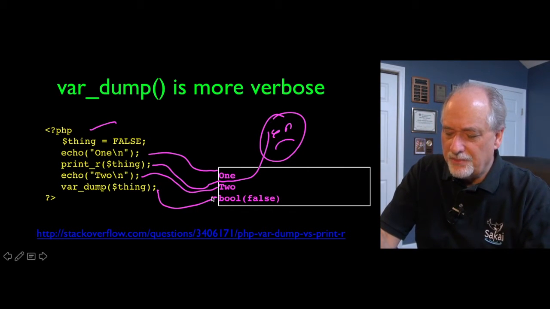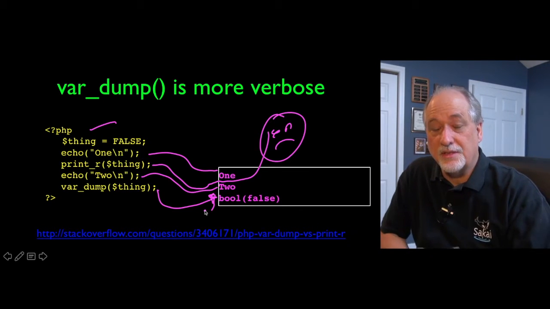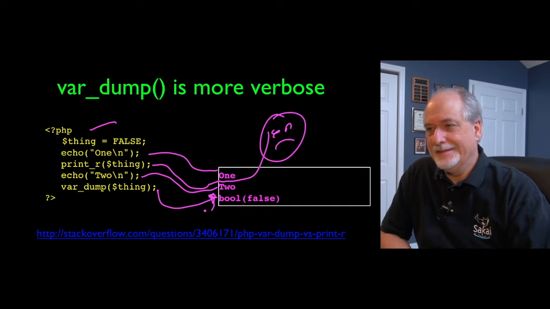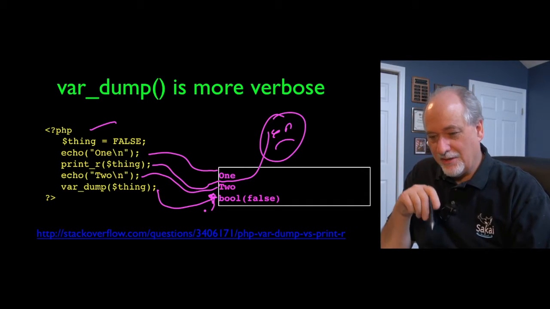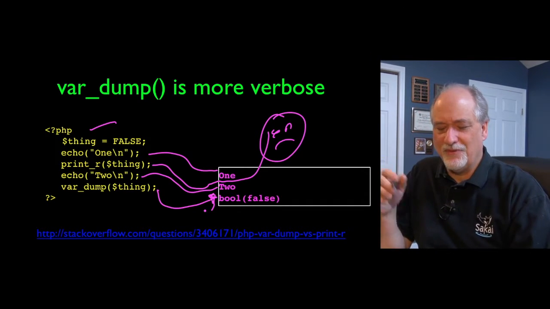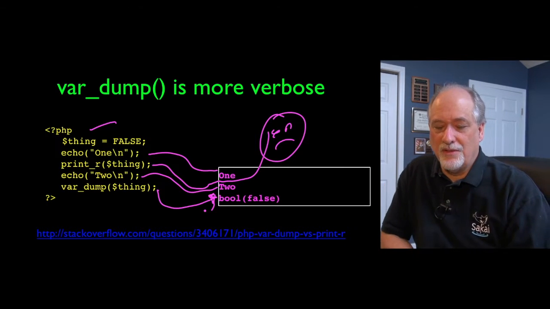But var_dump is good because it's not only telling us the type, but it's also telling us the value. So at some level, if I'm printing variables out and I think they might be false, I tend to use var_dump rather than print.